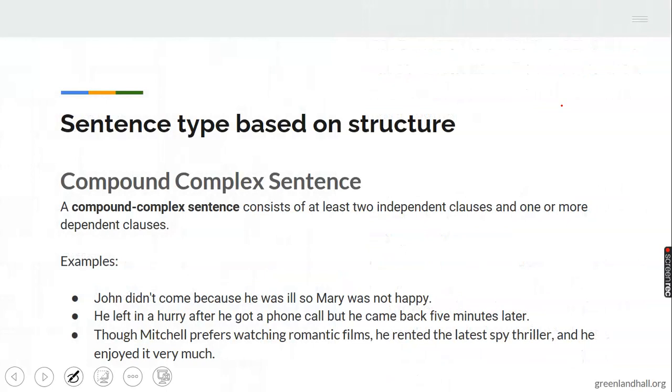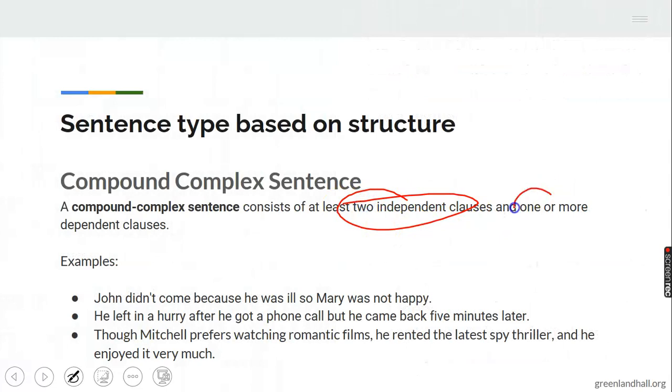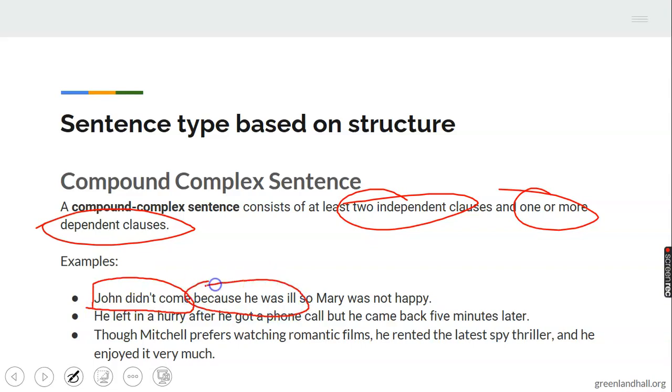Then compound complex now. It consists of two independent clauses and one or more subordinate clauses, one or more. Like we have here. John didn't come. That is a main clause. Because he was ill. This is a subordinate clause. Mary was not happy, a main clause. You can see this has two main clauses with one subordinate clause.